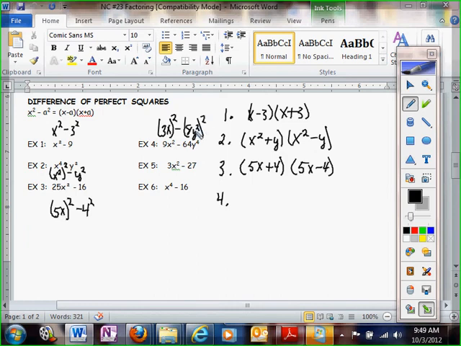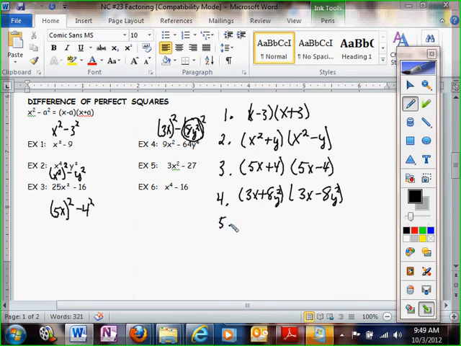Example 4 can be rewritten as 3x squared minus 8y squared squared. This y squared squared here gives me my y to the 4th. So I have 3x plus 8y, 3x minus 8y. Noticing in my examples, I'm putting the plus sometimes first and sometimes the minus first, but it doesn't matter. They're both correct. And this is 8y squared because my second term here was 8y squared.